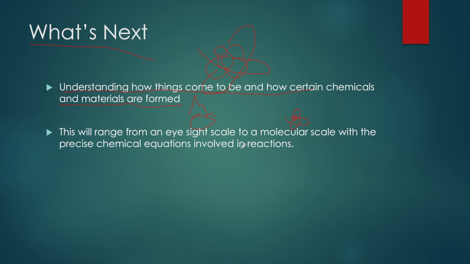And this will deal with the precise chemical equations involved in reactions, so like two carbon atoms plus three hydrogen yield, so on and so on. So that's what we're going to be dealing with later, but right now we're just understanding what chemistry is, and what the physical and chemical changes have to do with it.